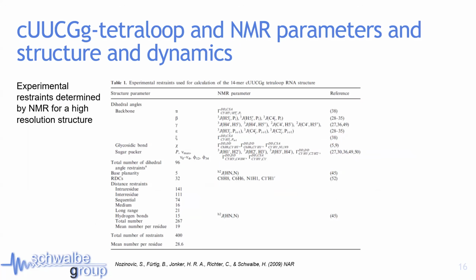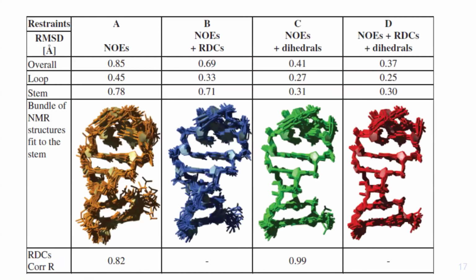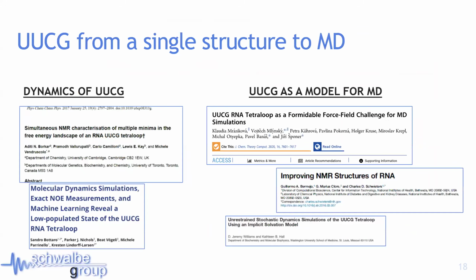They used all of this information to calculate a new structure, and you can see here quite nicely that if you just use NOEs, you get a quite nice looking structure, but if you include the RDCs, if you include the dihedrals, if you include everything together, you get one very nicely converging high resolution structure where the RMSD of the loop is very, very good. And this structure was then used quite a number of times in different publications, for example, as a model or a reference model for MD simulations to figure out how good new force fields are.